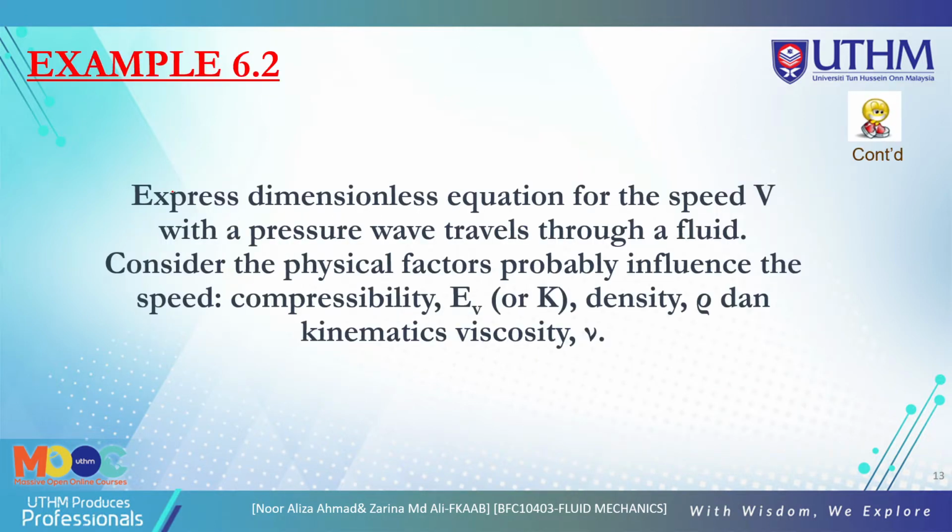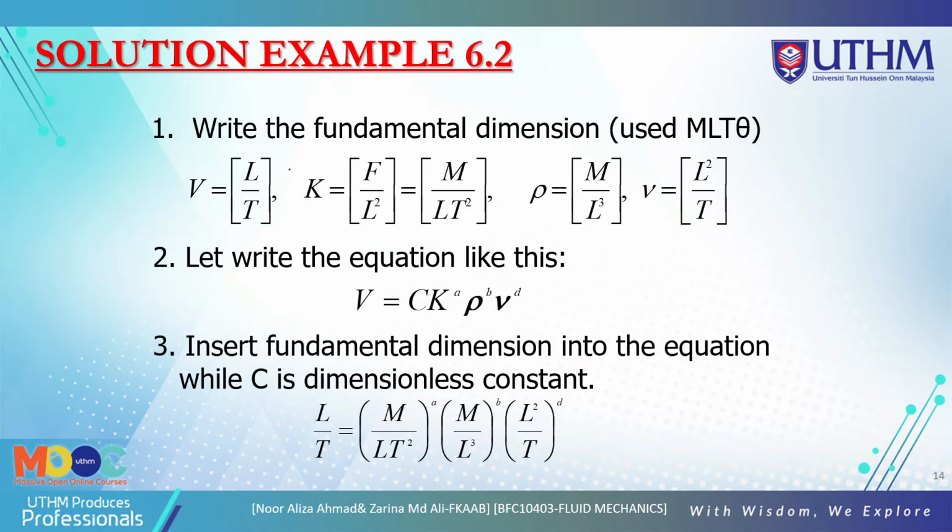So first you look here. Express a dimensional equation for the speed v with which a pressure wave travels through a fluid. Consider the physical factors that probably influence the speed: compressibility K, density, and kinematic viscosity. So the parameters included in this question are the speed, K, the density, and also the viscosity. So there are 4 variables in this question.